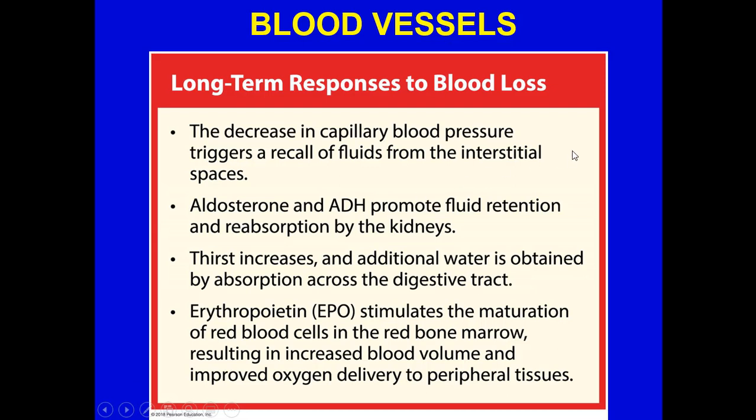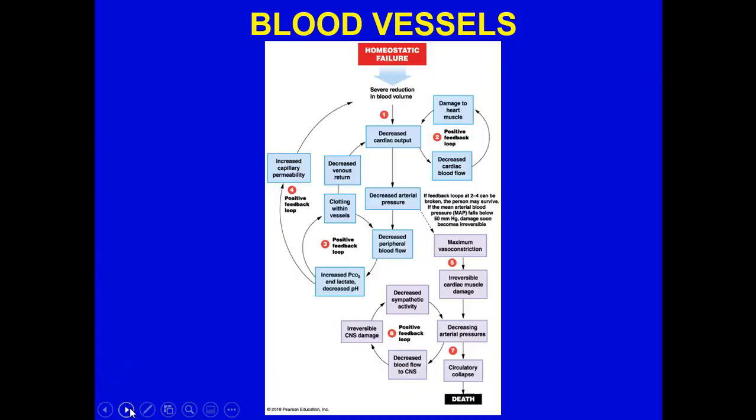Long-term responses to blood loss: the decrease in capillary blood pressure triggers a recall of fluids from the interstitial spaces. Now you're going to have aldosterone and ADH promote fluid retention and reabsorption by the kidneys. Your thirst is going to increase and additional water is obtained by absorption across the digestive tract. You're going to pump out EPO so it can stimulate the maturation of red blood cells in the red bone marrow, resulting in increased blood volume and improved oxygen delivery to peripheral tissues.